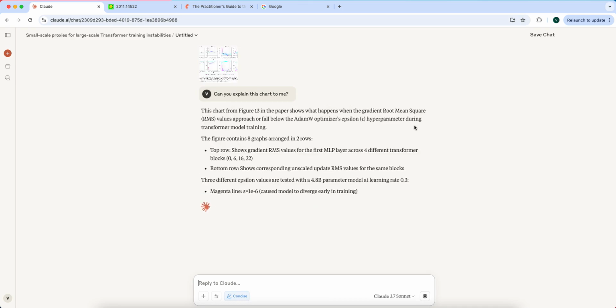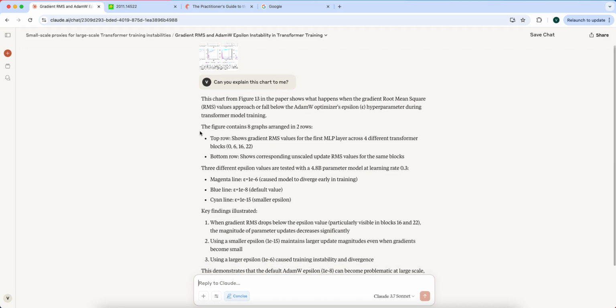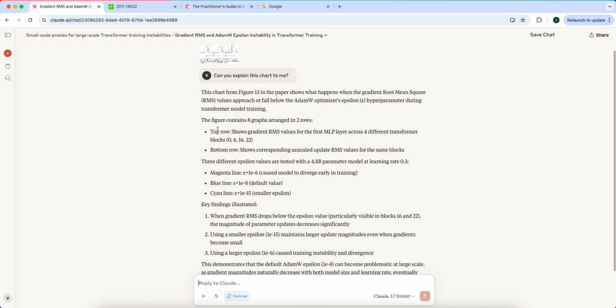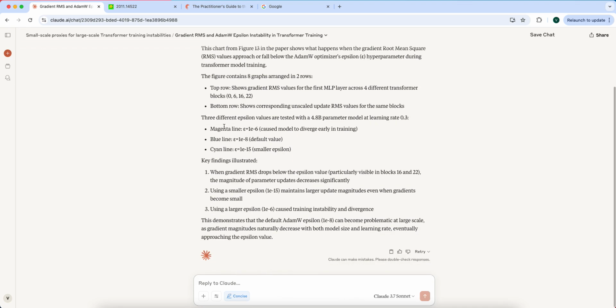This chart shows what happens when the gradient root mean square values approach or fall below the AdamW optimizer epsilon. This figure contains 8 graphs in 2 rows. Top row shows gradient RMS values for the first MLP layer across 4 different blocks. Unscaled update RMS values for the same blocks. 3 different epsilon values are tested. Magenta line is 1e-6, cause model to diverge. 1e-8 is default. 1e-15 is smaller epsilon.